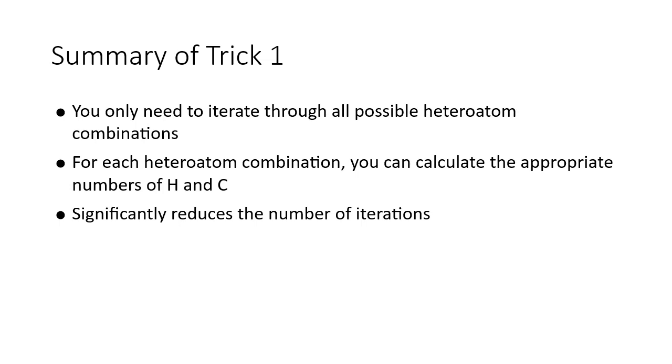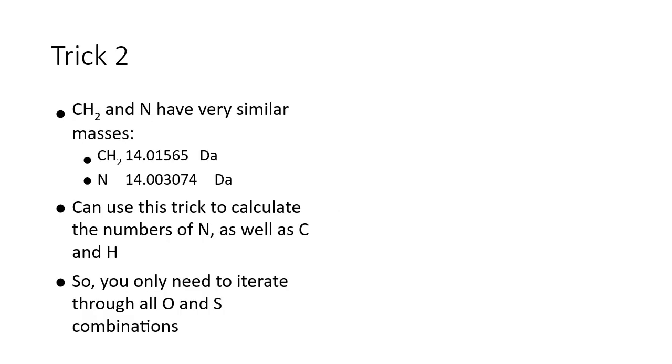But Dromey and Foyster actually went one stage better than that and managed to find a way where you can also avoid iterating through the numbers of nitrogens. This second trick in the Dromey Foyster algorithm is based on the fact that CH2 and a nitrogen atom have very similar masses. And it's this that allows us to use a shortcut to calculate the numbers of nitrogens as well as the numbers of carbons and hydrogens when we're doing our iteration.